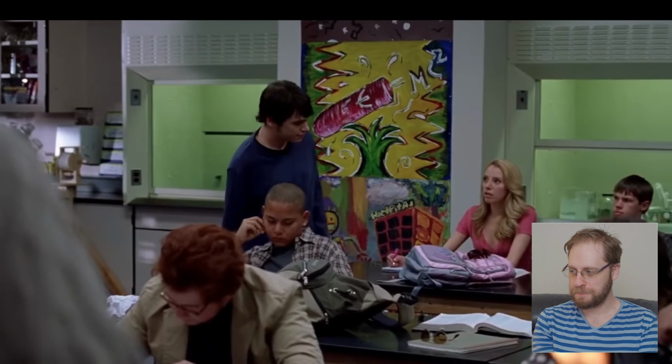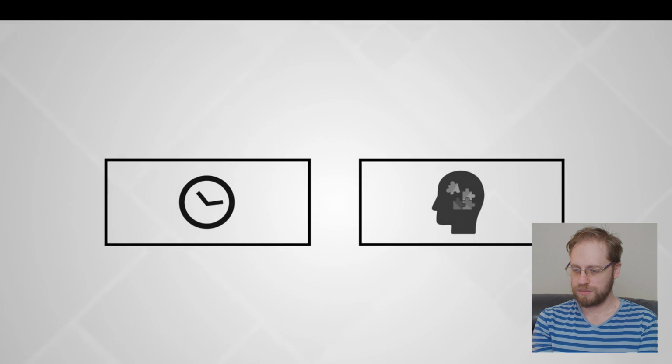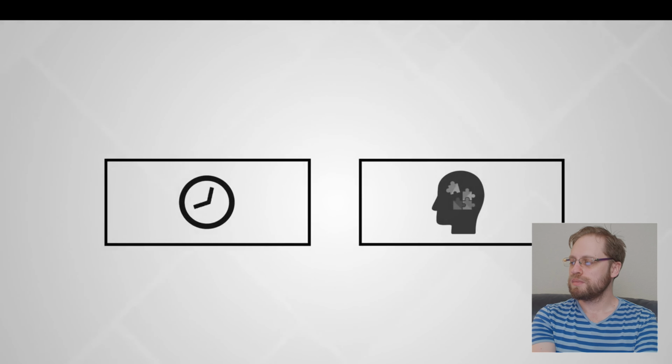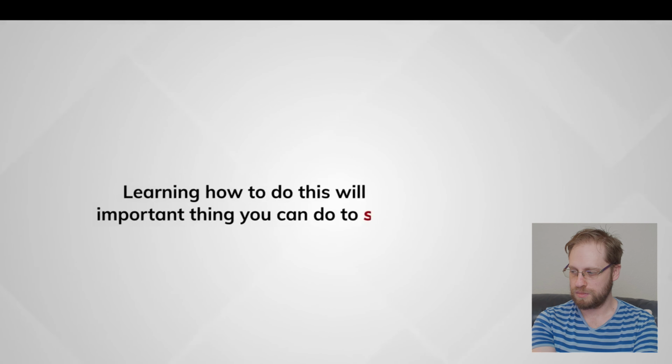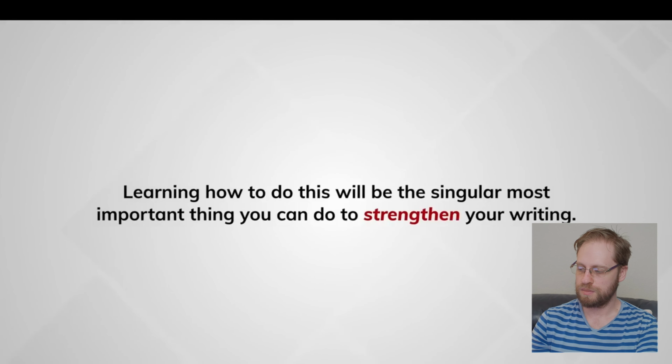Notice that the other characters, like Hank and the disrespectful high school students, aren't simply external obstacles. They directly show Walter how little power and respect he has. They directly attack his self-image and self-worth. This takes time and skill to correctly understand and implement into your show. But learning how to do this will be the singular most important thing you can do to strengthen your writing.